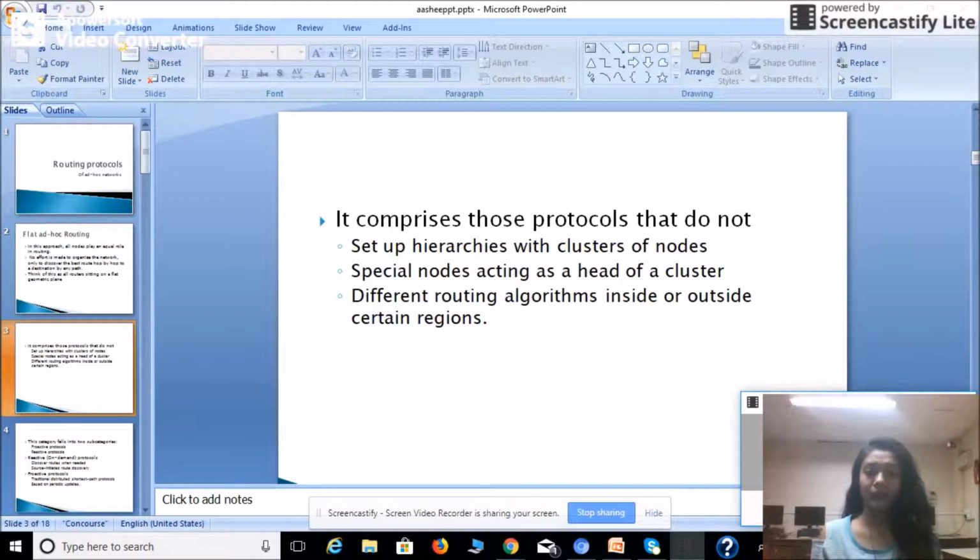From this, we mean that it does not contain those nodes which form a cluster or act as the head of a cluster, or the routing that is performed inside or outside a certain region. We only comprise those nodes which have equality. As I explained earlier, all the nodes play an equal role in routing.